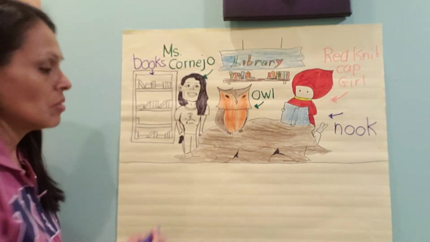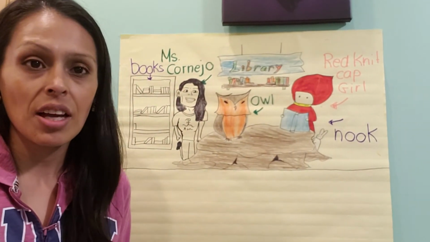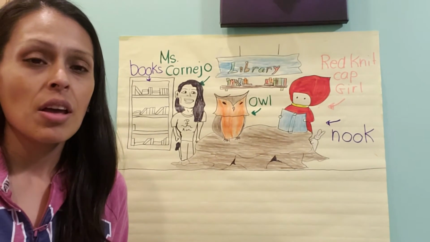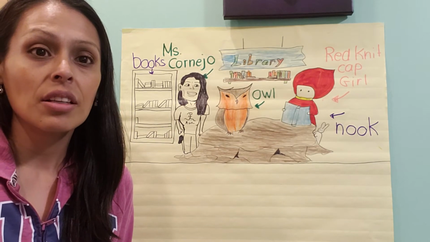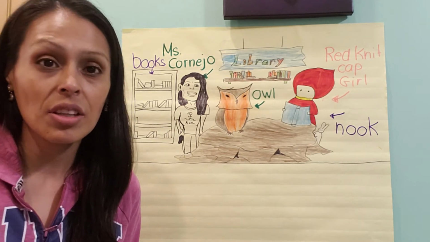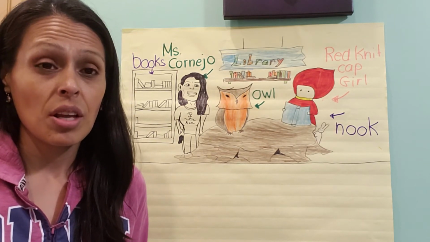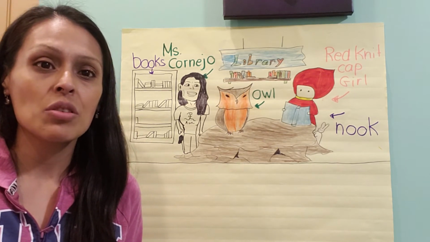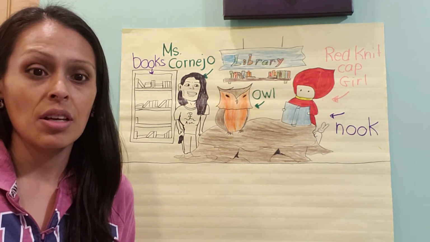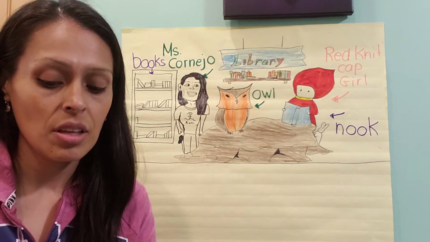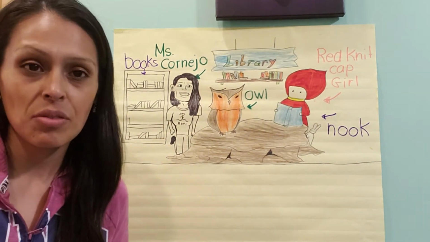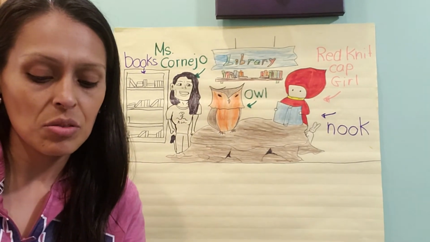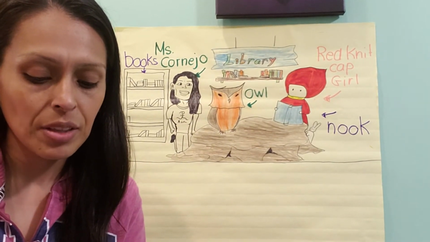Okay. So right now what I have is I have the characters, right? Miss Cornejo and Red Nip Cap Girl and Owl. And our setting is the Nook, right? So in our Nook, there's a lot of books. So now the last step is I'm going to write a story, okay? So I'm going to start with once, right? Once upon a time, right? I could create it into a fairy tale. So I'm going to say once upon a time.